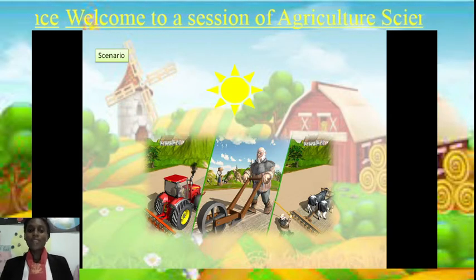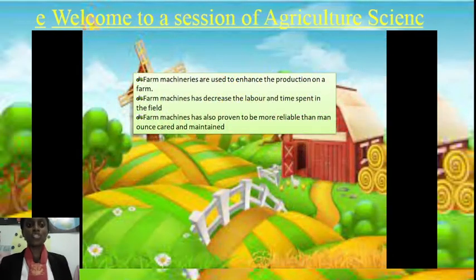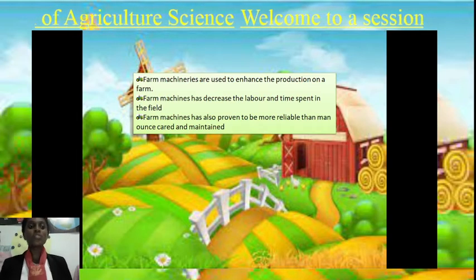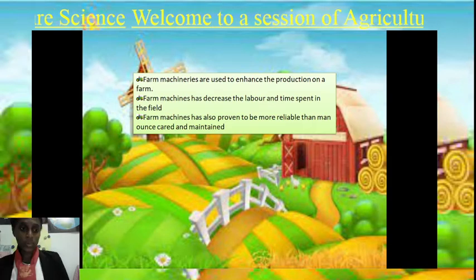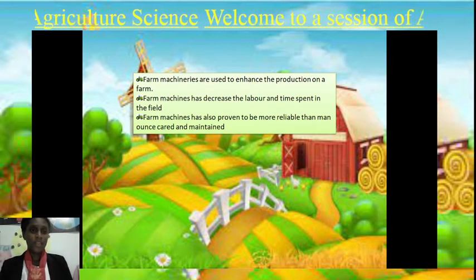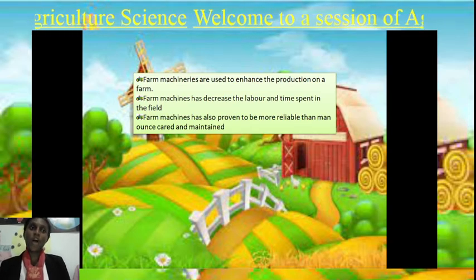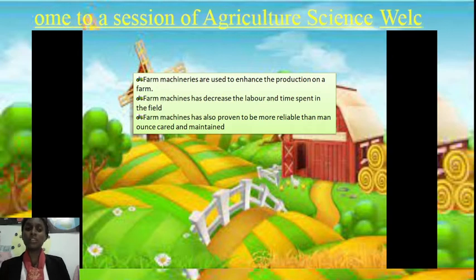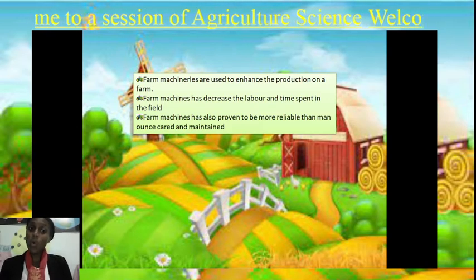Okay, now let's get right into discussing the importance, because we would have just established that farm machines are those that are operated by a motor or an engine. Okay, the importance now: farm machines are used to enhance the production on a farm. How is this so? Let's say you're cultivating bananas. You're doing it manually. How many bananas are you able to cultivate when you are the only person cultivating? Only a few.